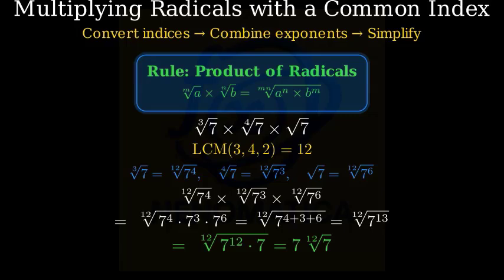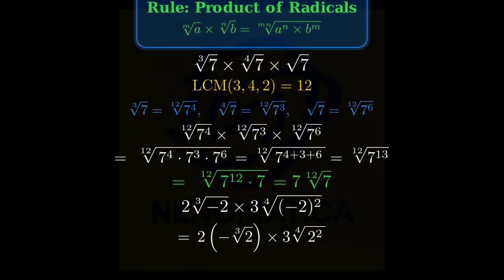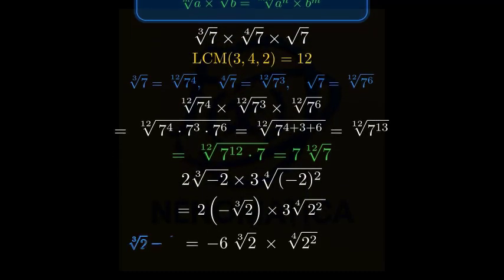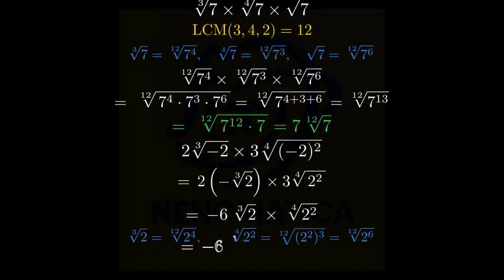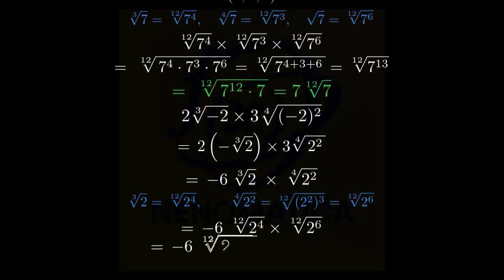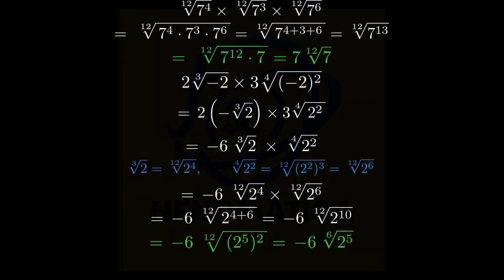Example 2. Simplify 2 times the cube root of -2 multiplied by 3 times the 4th root of (-2) squared. Step 1. Separate coefficients and handle signs. The cube root of a negative is negative and (-2) squared is 4. Combine numerical coefficients. Convert each radical to a 12th root using the least common multiple of 3 and 4. Combine the powers under one radical. Finally, reduce the index if possible.